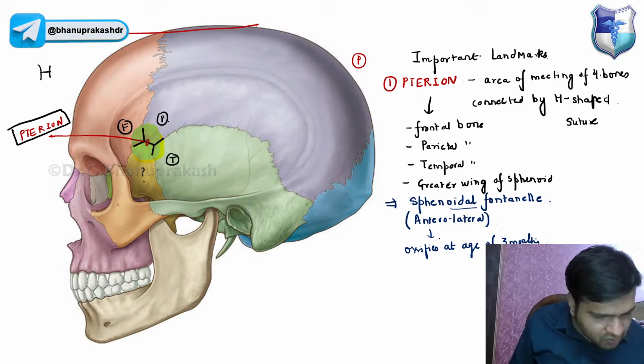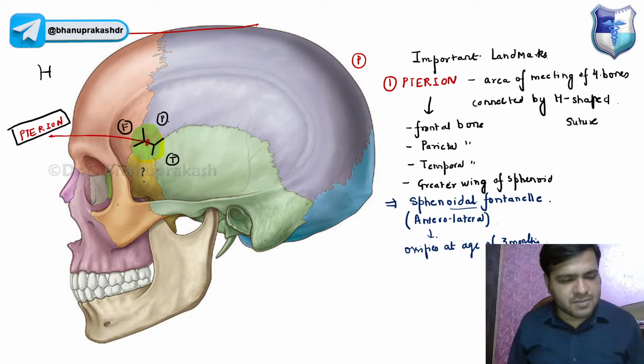Okay, is this clear to everyone? Ossifies at age of 3 months. Later on, it is called the pterion, which is formed by these four bones.